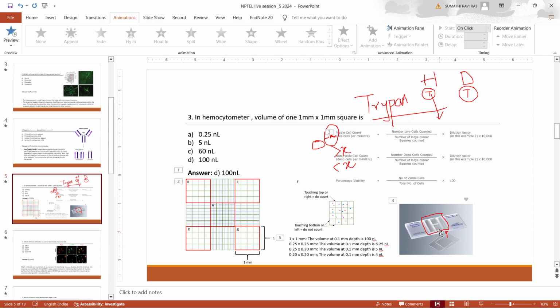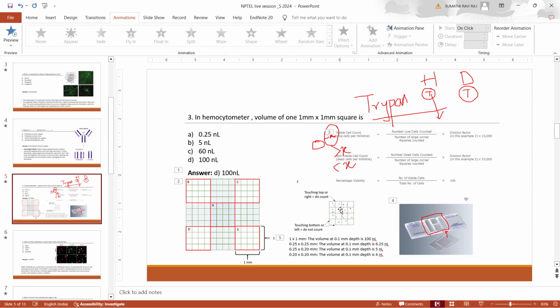This is a thick glass. You have a grid here in the center. You place a glass cover slip. You load the cells containing trypan blue, which will help you in differentiating live cells and dead cells. And then once you load it in this, you will start counting the cells in the 4 corner big squares and 1 center square.